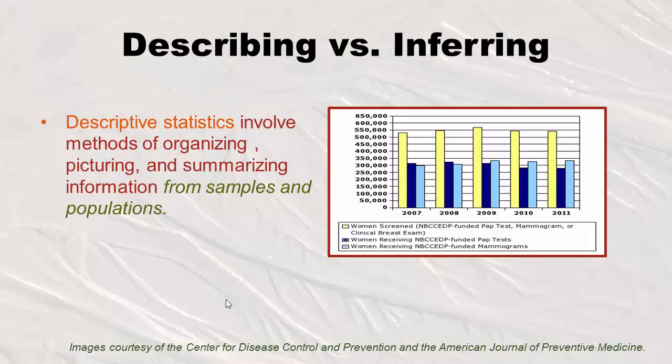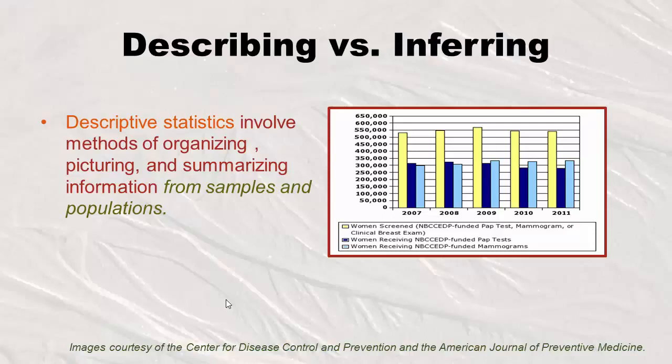Okay, so inferential is what I'm going to talk about next, but first I'm going to talk about descriptive. Descriptive is pretty easy because you can do it to samples and you can do it to populations, well, variables from samples and populations, right? Descriptive statistics involve methods of organizing, picturing, and summarizing information from samples and populations. It's basically just making pictures of it, right? Like look at that bar chart. That's just a simple picture, and that can be made with just about any data.